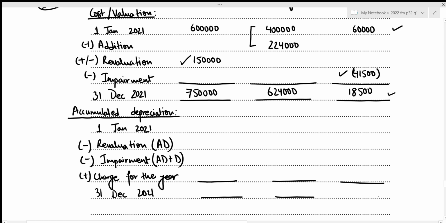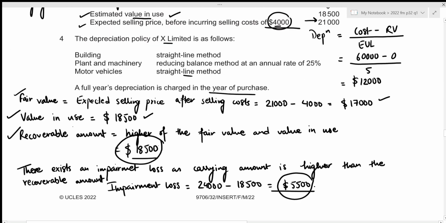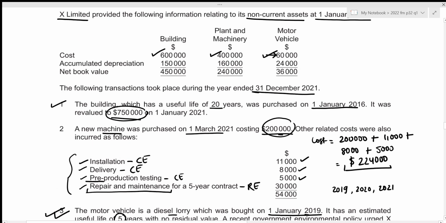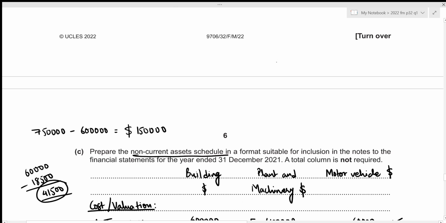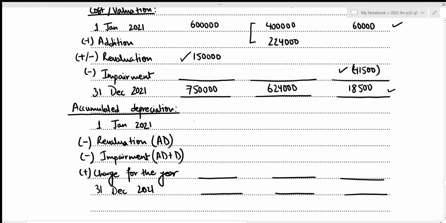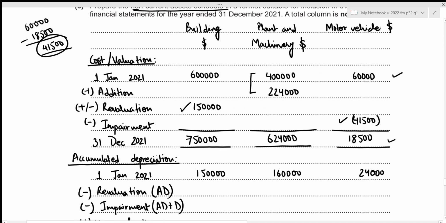Okay, let's write down our opening date balances of accumulated depreciation. It was given in the above information. So we have the accumulated depreciation to be 150,000, 160,000, and 24,000 respectively. Let's write it down. So that is 150,000, 160,000, and 24,000.